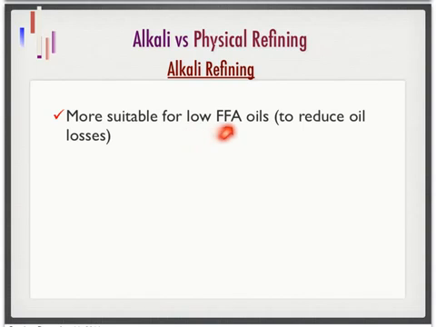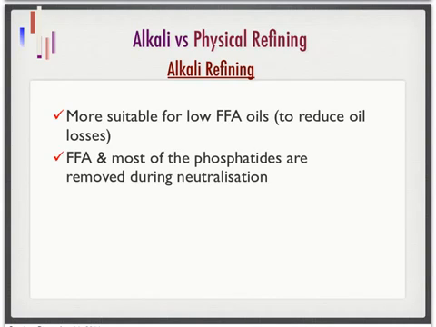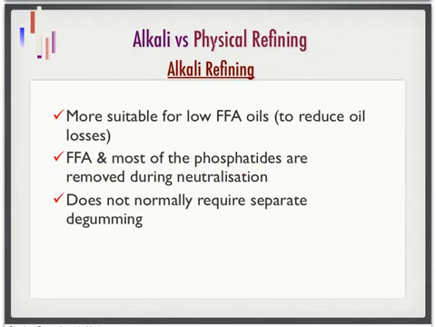So with a low amount of free fatty acid, a low amount of soap stock will be produced, and therefore this will reduce the oil losses. So in the alkali neutralization step, a lot of free fatty acid and the phosphatides, or the gums, will be removed. Alkali refining does not normally require a separate degumming step, because during the alkali neutralization step, a significant amount of gums has been removed at this stage.